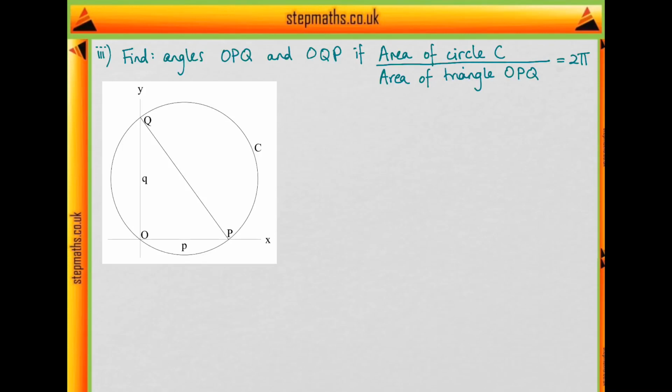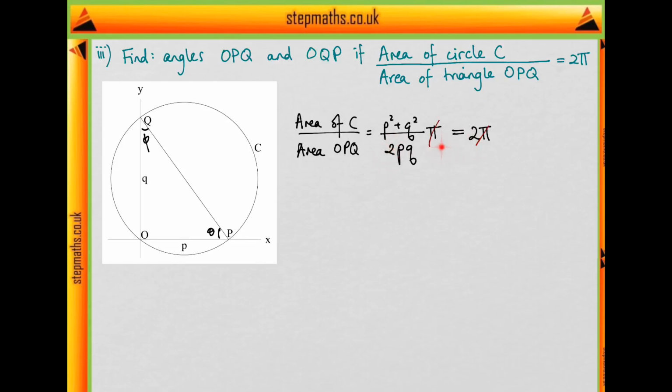Okay, now for the last part, they want us to find the angles OPQ and OQP, so this one and this one, if the area of C divided by the area of the triangle OPQ is equal to 2 pi. So we worked out what this ratio was in the last part. So we said it was (p squared plus q squared) over 2pq times pi. And so now we're saying that this is equal to 2 pi. And so we can cancel the pi's. So if I multiply both sides by 2pq, then we see that saying that this ratio is equal to 2 pi is equivalent to saying p squared plus q squared is equal to 4pq.